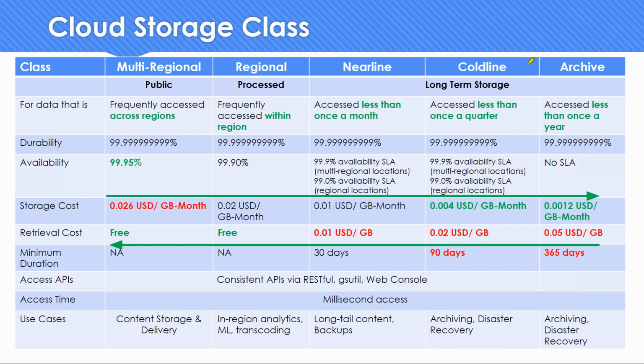So those are the different storage classes, folks. Now, if you look throughout, the storage cost is going to be high for multi-regional. The storage cost is going to be very cheap for your archive. Retrieval cost is almost zero, not almost, it's zero for multi-regional, but it's going to be very high for your archive. So there's a trade-off. You need to remember that.